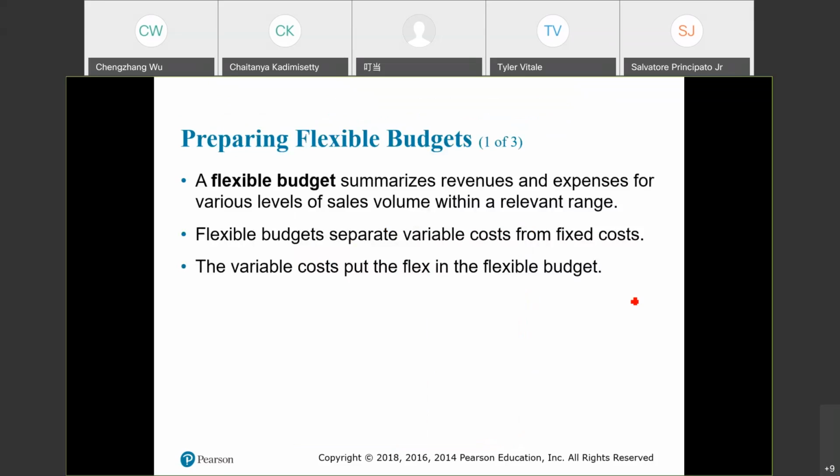So we learned about the static budget. Next, let's look at what a flexible budget is. A flexible budget summarizes revenues and expenses for various levels of sales volume within a relevant range. The key is various levels of sales revenue.